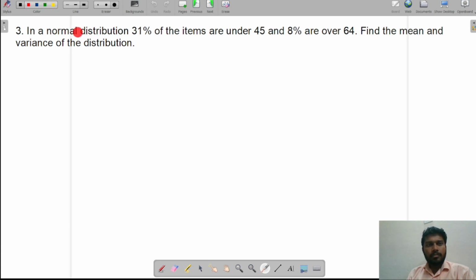In a normal distribution, 31% of the items are under 45 and 8% are over 64. Find the mean and variance of the distribution.